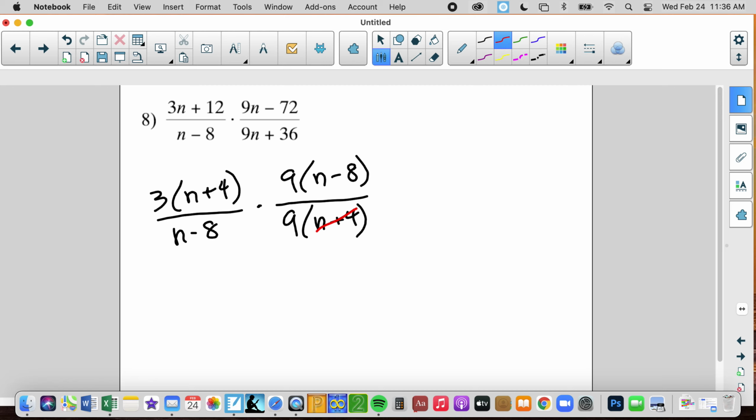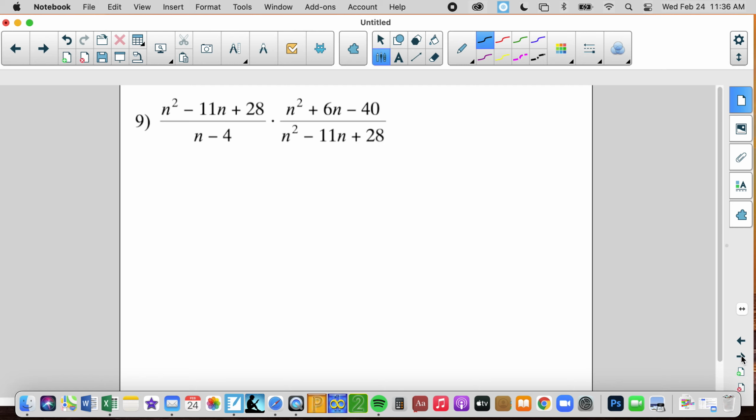And we can do it this fast. You should be able to. 9s cancel. And you're left with 3. Notice the 3 is in the numerator, so I write it as 3. That's our goal, is to get this done as efficiently and as quickly, but accurate.